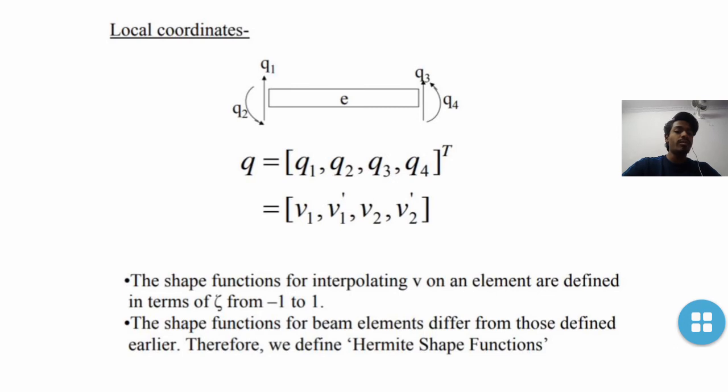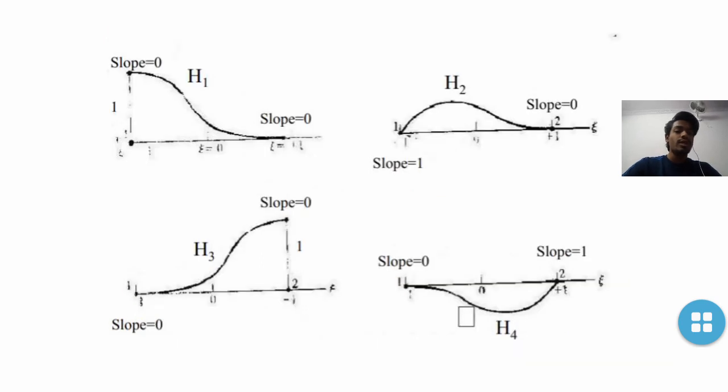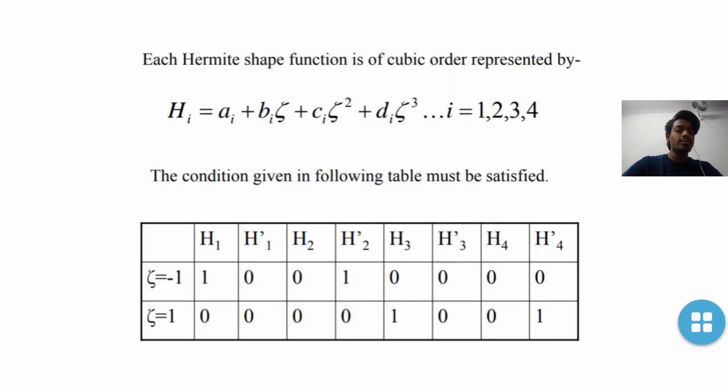The shape functions for interpolating v on an element are defined in terms of xi from minus 1 to 1. The shape functions for beam elements differ from those defined earlier. Therefore, we define the Hermite shape function. You can see the graphs for different slopes for different examples, and each Hermite shape function is of cubic order, represented by Hi equals ai plus bi xi plus ci xi square plus di xi cube, for i equals 1, 2, 3, 4.